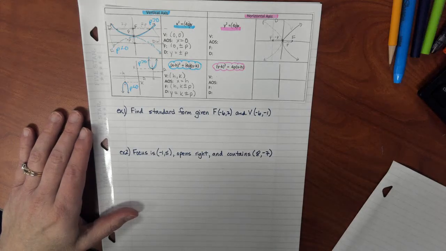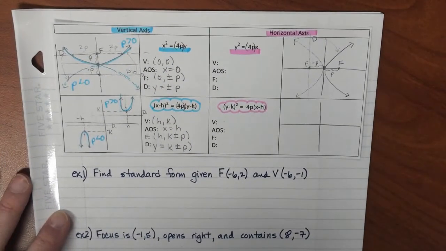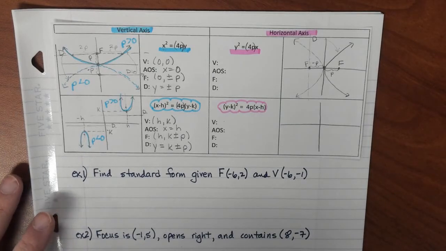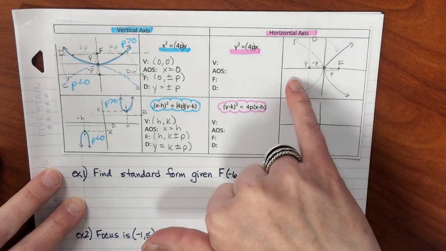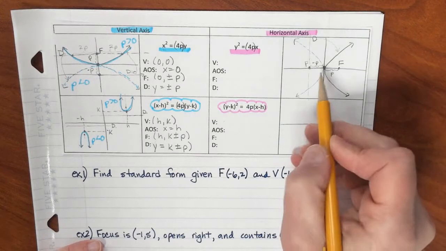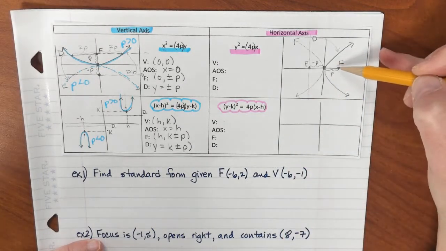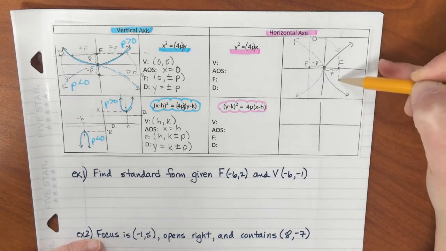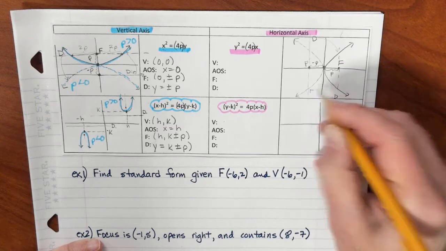Welcome back to our second video, and we were finishing up the horizontal parabolas. So if we go back to our chart here, we noted that if it opens to the left, then your distance to the focus is still p, but it's negative. And this directrix would be right here. That would be the directrix for that parabola.